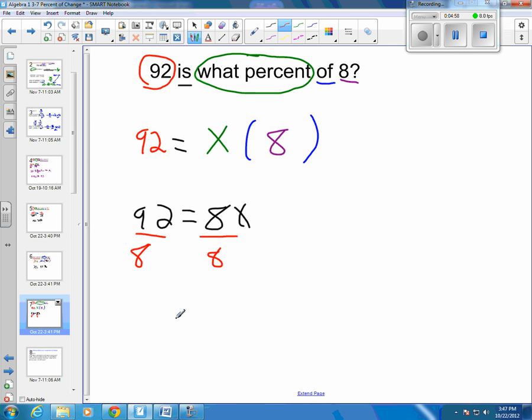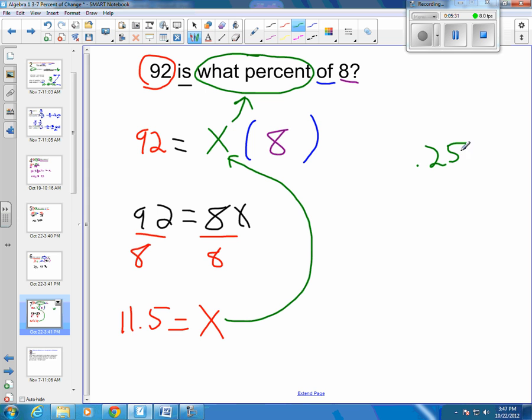And so 92 divided by 8 is equal to 11.5. And you'd be like, oh great, I'm done. But x is supposed to be a percent, and right now it is a decimal. So we've got to change it back into a percent. And how do we change a number into a percent? Well, we've got to move our decimal. How many places? We move it 2.